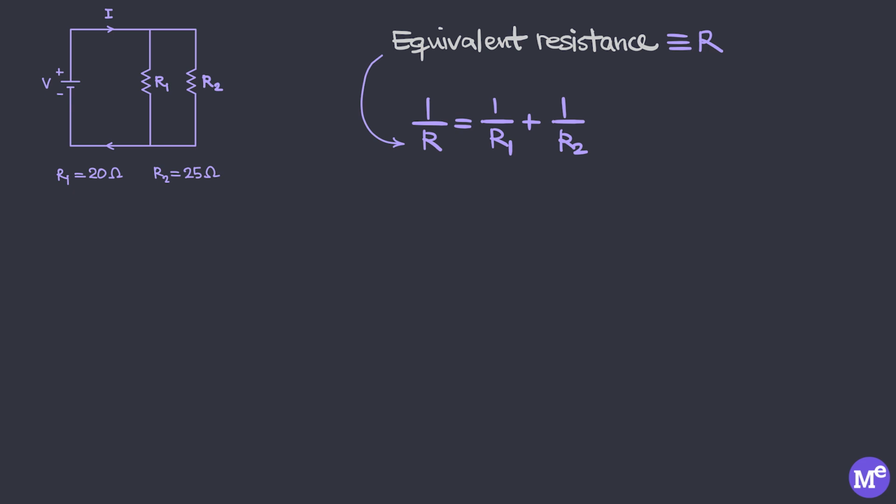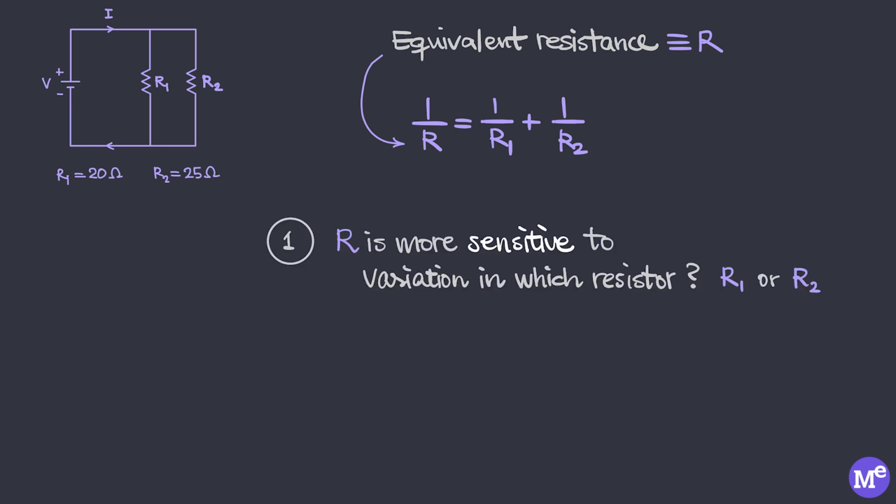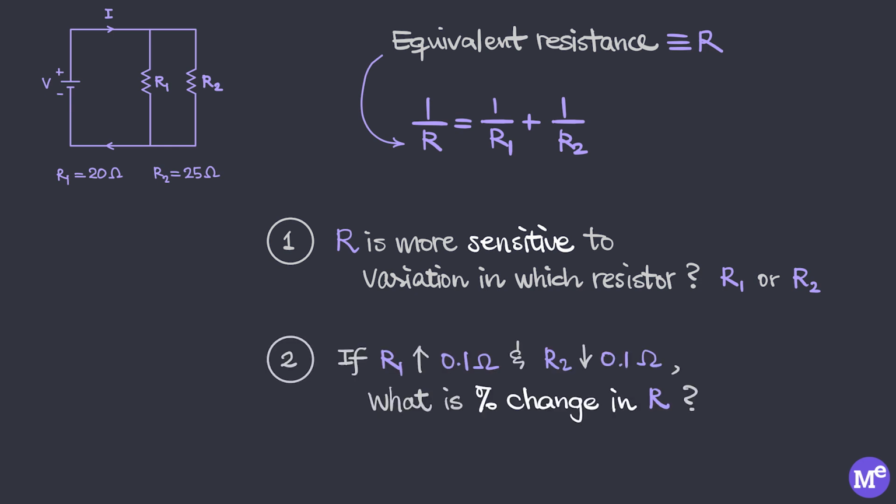So here are two questions. First, we would like to know if R is more sensitive to variation in resistor R1 or R2. Second, if R1 is off by a positive 0.1 ohm and R2 is off by a negative 0.1 ohm, what is the percentage change in R from the value that we expected? Let's get to it.